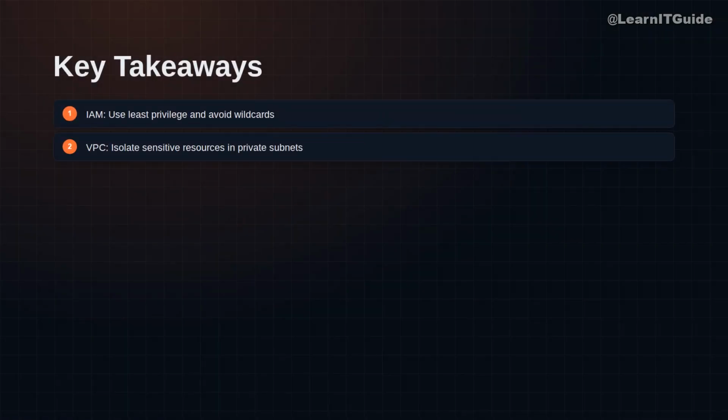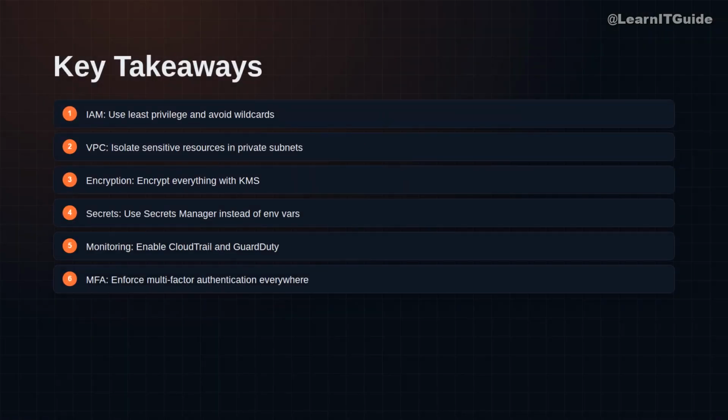Let us recap what we learned. First, always apply the principle of least privilege in IAM and avoid wildcards. Second, keep sensitive resources in private VPC subnets to isolate them from the internet. Third, encrypt all your data at rest and in transit using KMS. Fourth, store your credentials in Secrets Manager rather than environment variables.